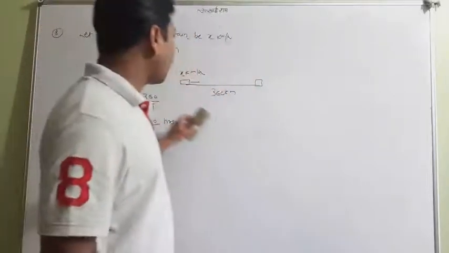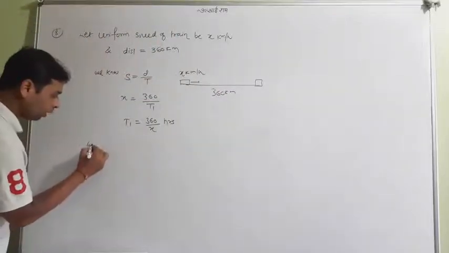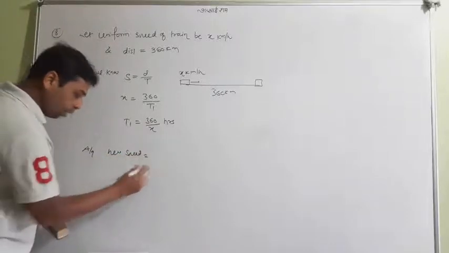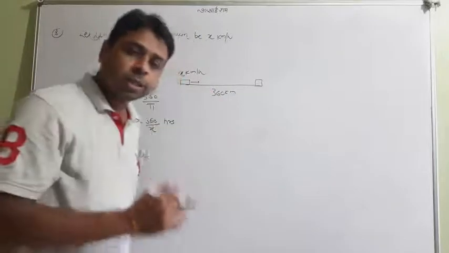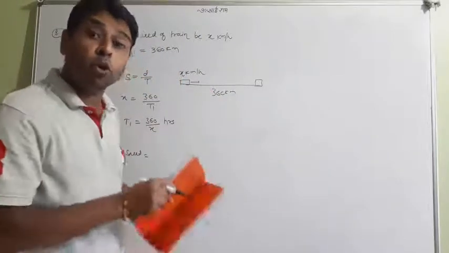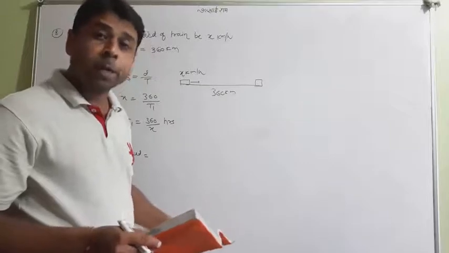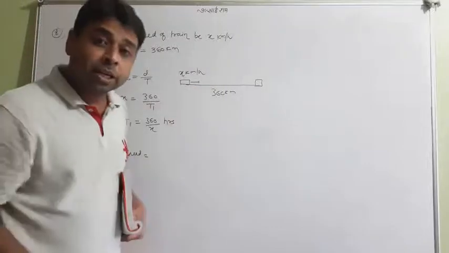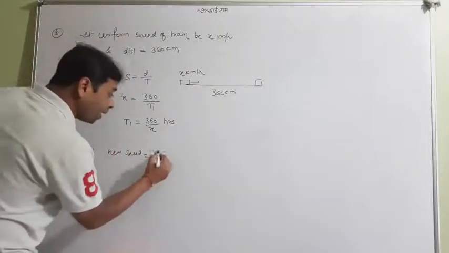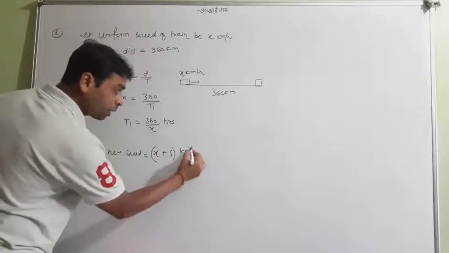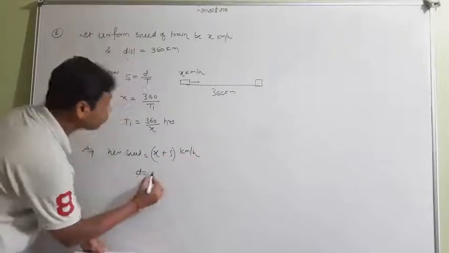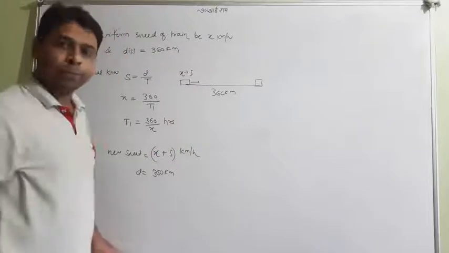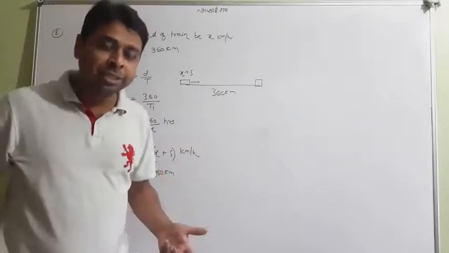Okay, in the next condition, according to the question, the new speed is 5 km per hour more. Right now the uniform speed is x km per hour, and in the next condition it will be faster by 5, meaning x plus 5 km per hour. The distance is as usual 360 km. Now its speed is x plus 5 and the distance is the same, so what time does it take now?